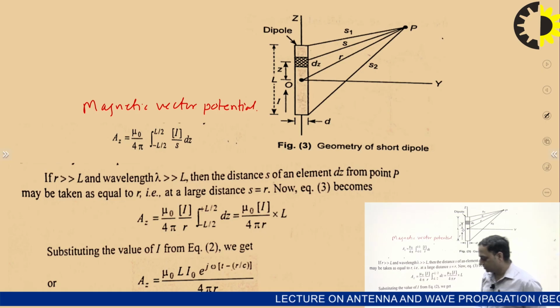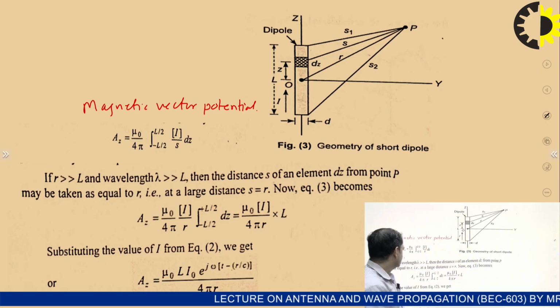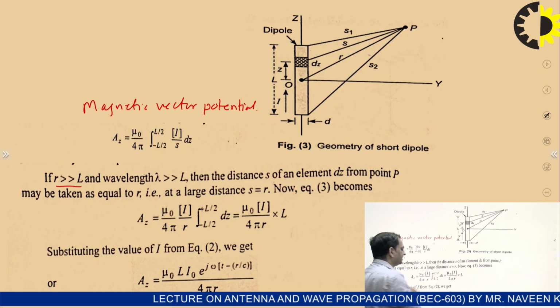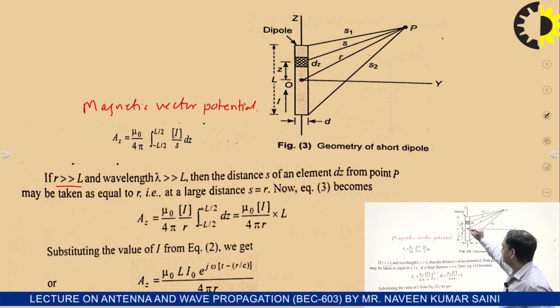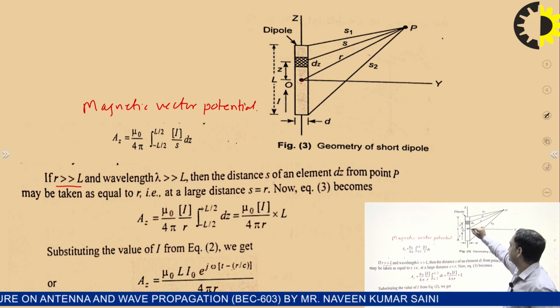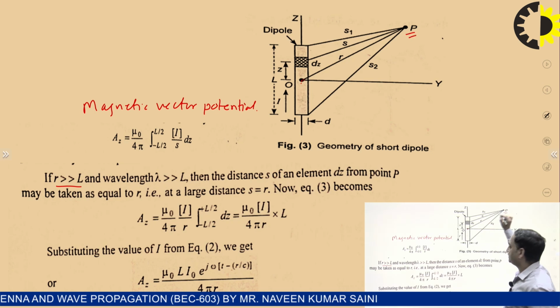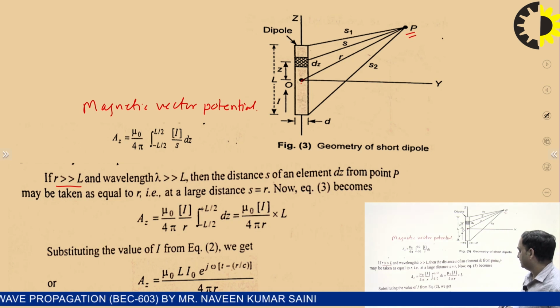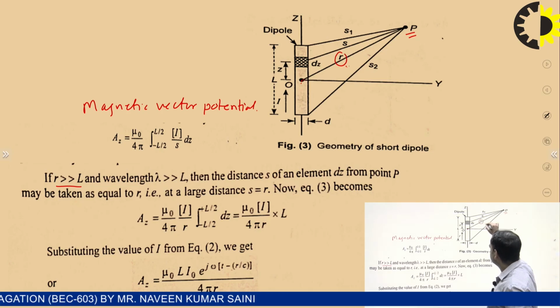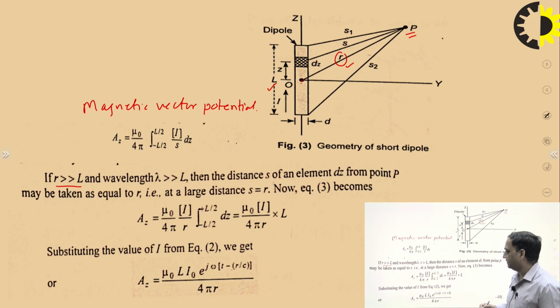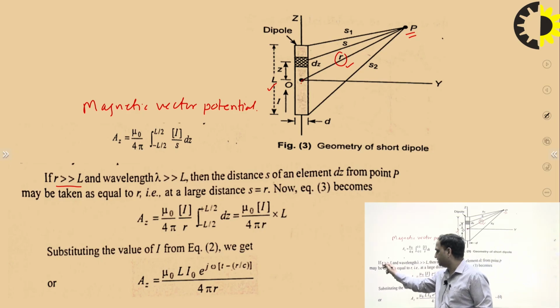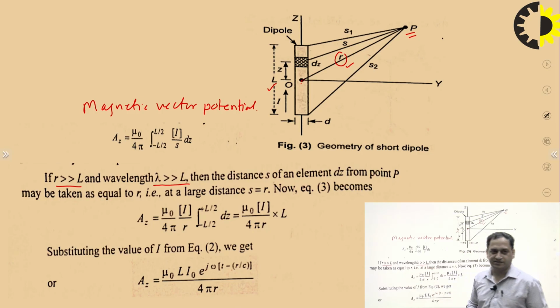The condition for this dipole is that r is very much greater than L. Small r is the distance from the origin, the center of this dipole, to the particular point P at which we want to find the far field. This distance r is very much greater than the length of this dipole, because this dipole is infinitesimally small. That is why we apply the condition r much greater than L, and the wavelength is also very much greater than L.